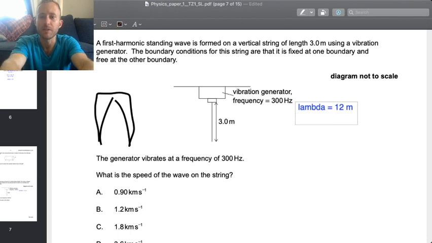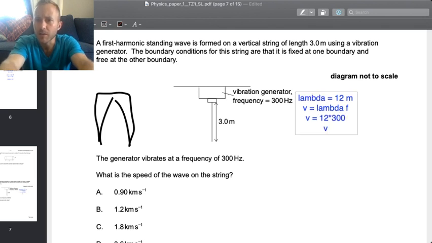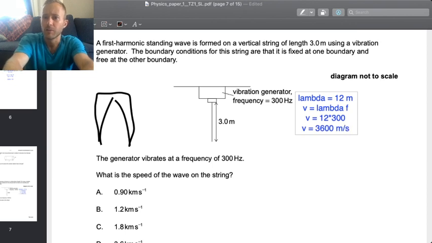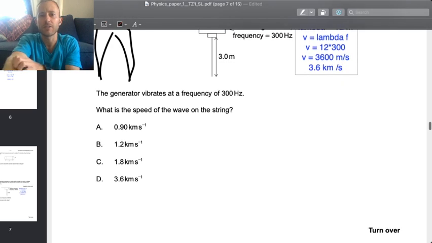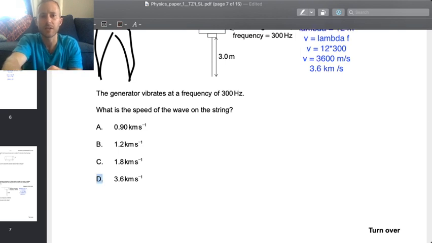So then we have v equals lambda f, which would be 12 times 300. And we get, what, 3,600? 3,600 meters per second, which could also be written as 3.6 kilometers per second. So I can see that the answer D is 3.6 kilometers per second.